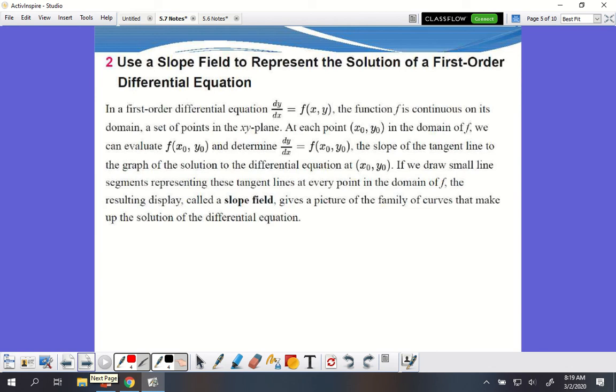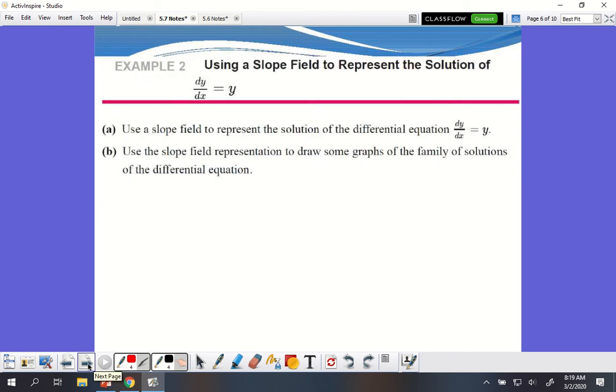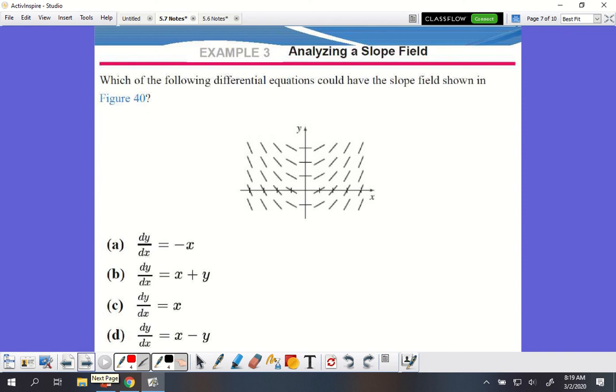Okay. Use a slope field to represent the solution of a first order differential equation. Now, a slope field is a graph of a general solution. I'm going to come back to the previous slide. You've got to see what a slope field is. All it is, a slope field, is my general solution plugging in each point with the x and y.